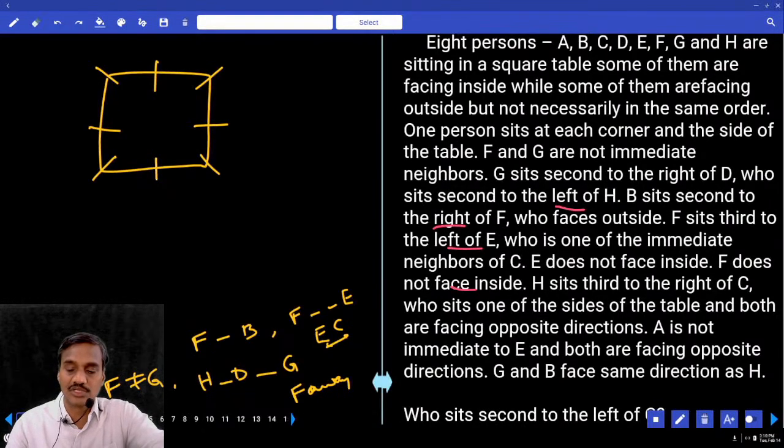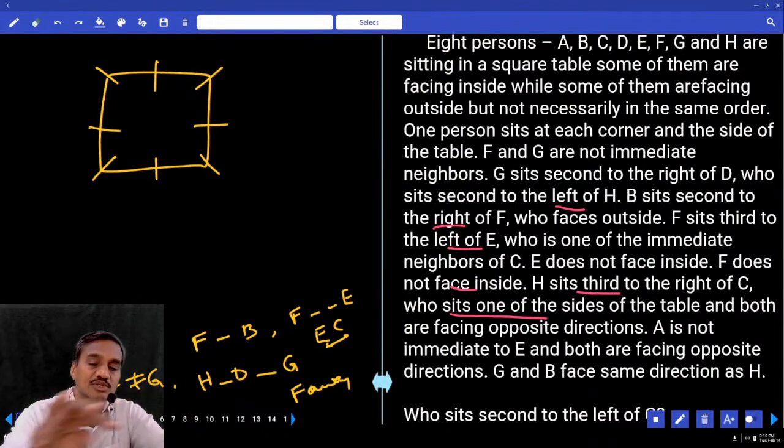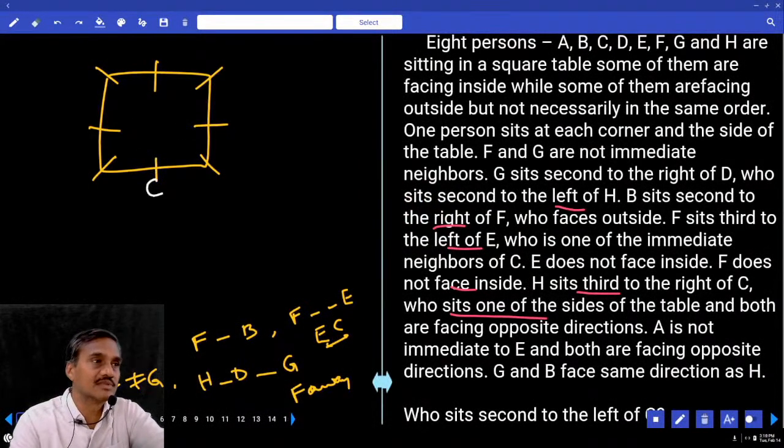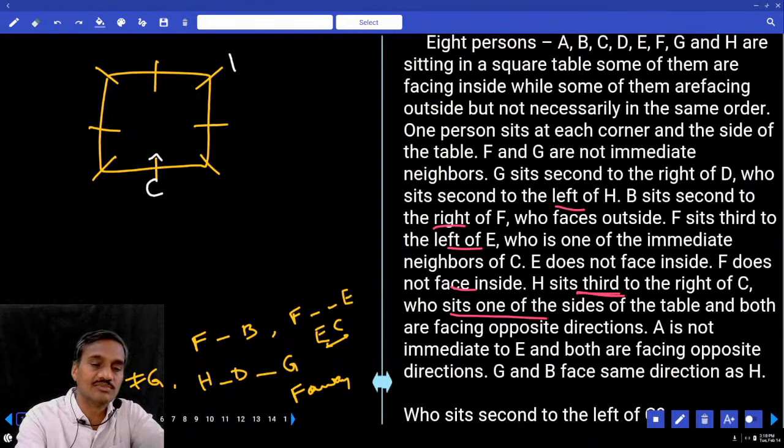And H sits third to the right of C, who sits at one of the sides of the table, and both are facing opposite directions. C is at one of the sides of the table, which means C can be here. Then what is the direction of C? The direction of C is not given, is it? H is third to the right of C. If C is facing towards the center, H will be here, and both these 2 persons are facing opposite directions. This is the first case we have.